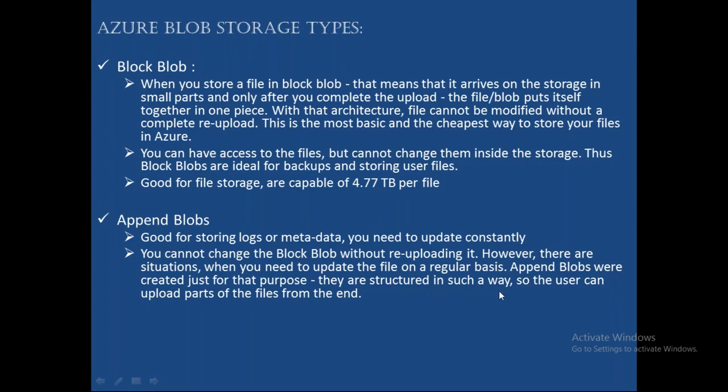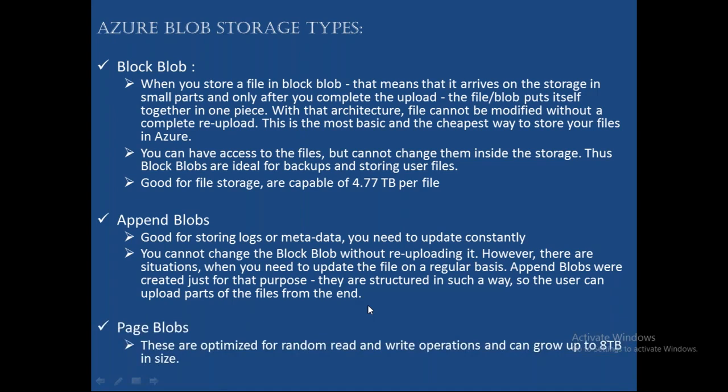They are structured in such a way that users can upload parts of the file from the end. So they are able to upload part by part instead of uploading the entire file at once. So you first upload half a movie, then you upload the remaining half. Okay, next, page block. These are optimized for random read and write operations, and can grow up to 8 TB in size. So you can read files which have an 8 TB size. You can read and you can modify the entire thing.